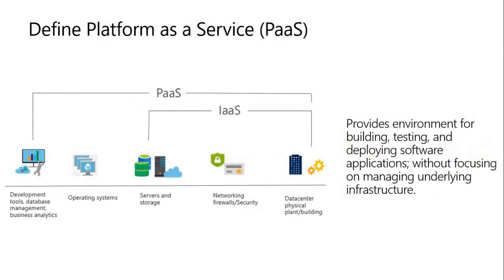And then platform as a service means they have development tools which can be used along with our servers or storage, with some infrastructure as a service, and an operating system which needs to run on the servers that are running as infrastructure as a service. So this software or operating system, which is considered part of a cloud provider, can be considered platform as a service. It provides an environment for building, testing, and deploying software applications without focusing on managing the underlying infrastructure. This is called platform as a service.